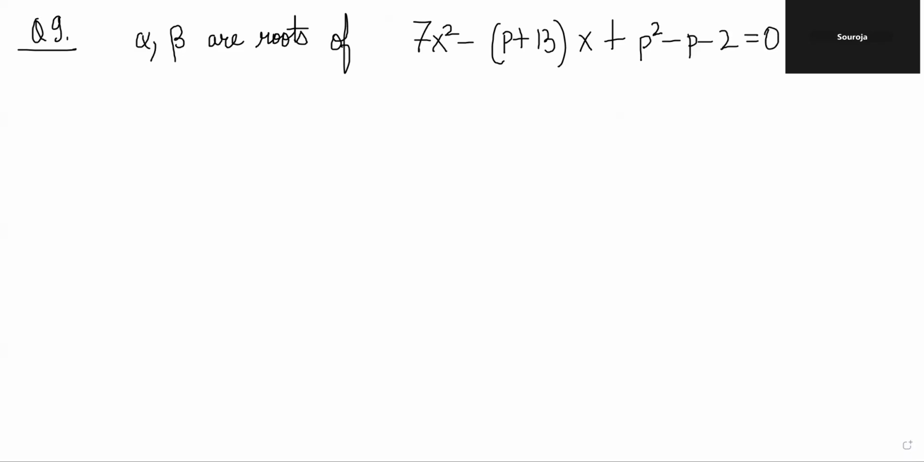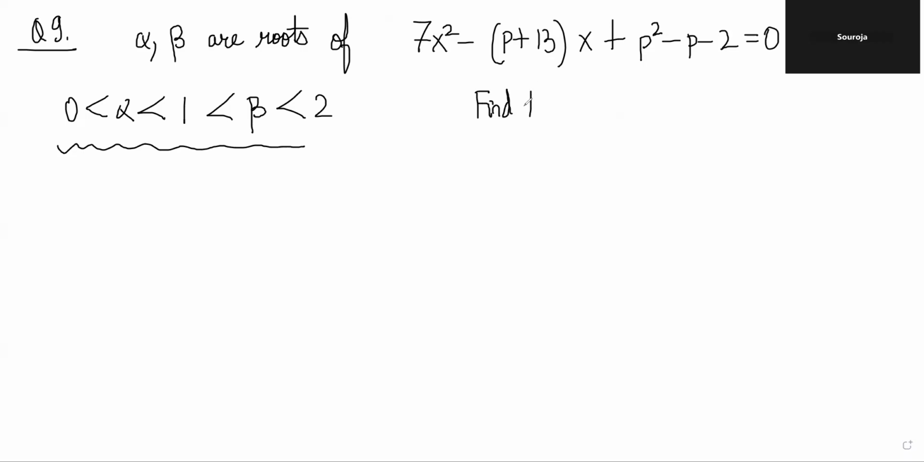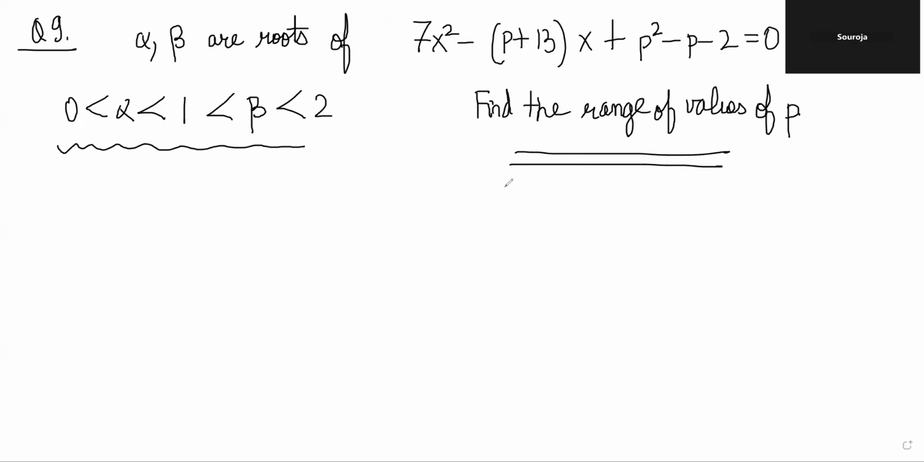Okay. And they have also given us 0 is less than alpha is less than 1 is less than beta is less than 2. They have given us the location of alpha and beta in the region 0 to 2. Find the range of values of p. I tried putting 0, 1 and 2 in x, and tried finding if it's more than 0, less than 0, something like that.